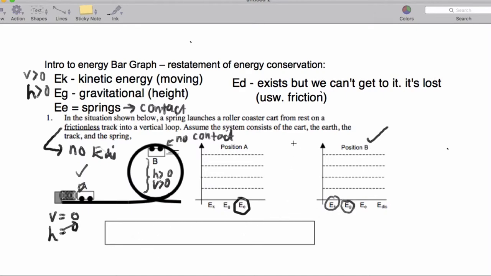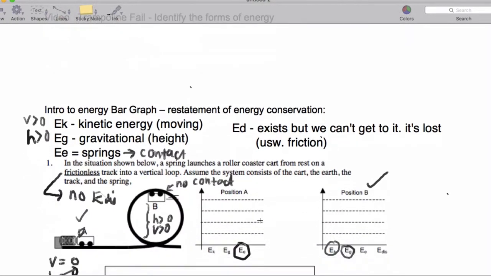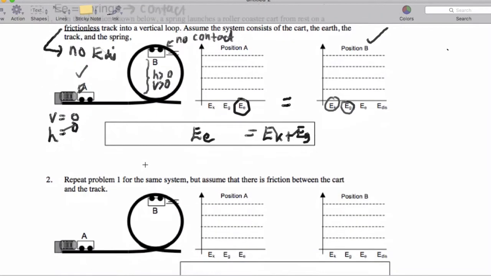So what we're going to do is we're literally going to take this definition, add up the energy at the beginning of the process and at the end, and set them equal like this. So our goal here is to write down the energy equation for the system. That's the first goal. So in this case, that's going to be E elastic equals E kinetic plus E gravitational. And in subsequent problems, we're actually going to do more with this equation to solve for things like, hey, if I launch a train around this loop, how fast will it be going at the top? Or I launch a train and if it's going at a particular speed, how high up would it be? That kind of a thing.